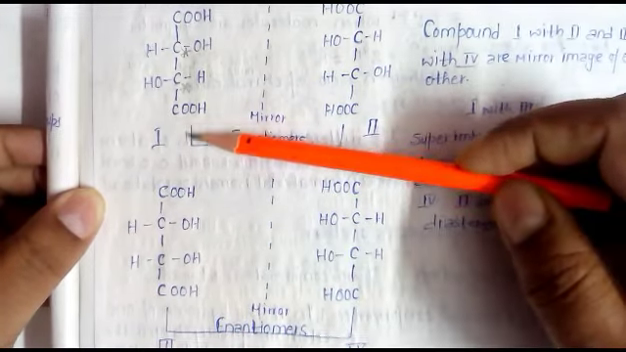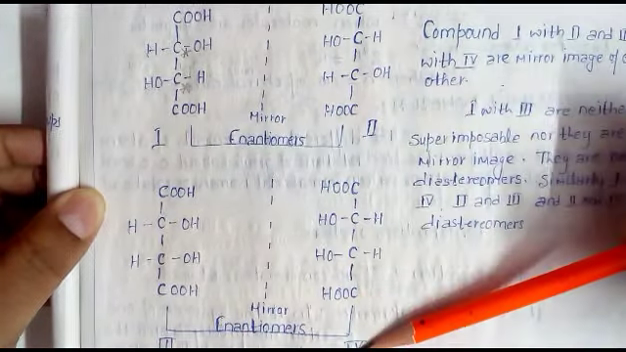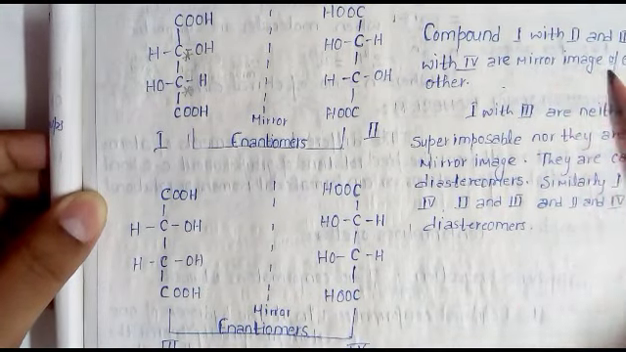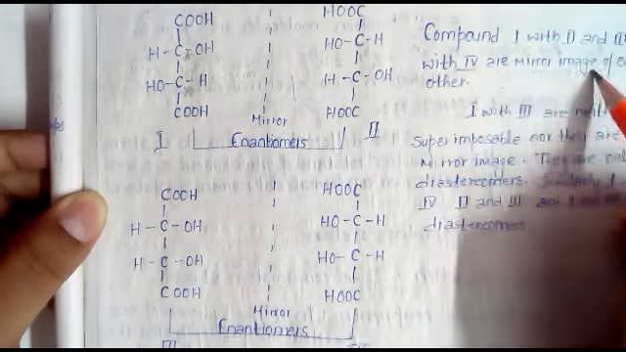Similarly, compare structures 1 and 4. These two are also diastereomers. Similarly, structures 2 and 3 are also diastereomers, and 2 and 4 are also diastereomers. Compounds 1 and 2, and 3 and 4, are mirror images. And which type of mirror image? Non-superimposable. It means these two pairs are enantiomers, but 1 with 3 are neither superimposable nor mirror images. They are called diastereomers. Similarly, 1 and 4, 2 and 3, 2 and 4 are also diastereomers.